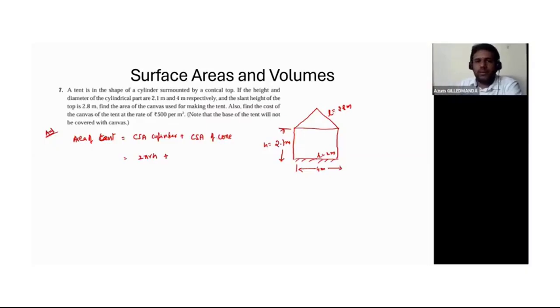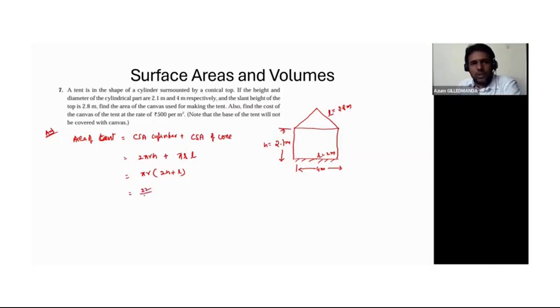CSA is pi rl, right? The curved surface area is pi rl. Here we don't need total surface area because here we are not using the cloth. Cloth is used only on the curved side and also on the peripheral side. Only the curved surface area is enough. So now let's take pi r common. If I take pi r common, then it is 2h plus L. Okay, now substitute the values.